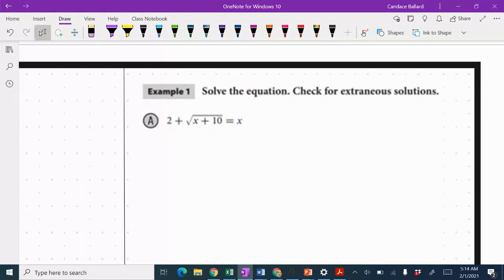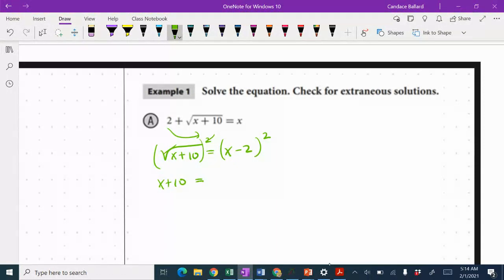So I am looking at this first one, and I am going to start by moving my 2 to the other side by subtracting it. So I've got the square root of x plus 10 equals x minus 2. I cannot square both sides until I have just the radical on the one side. So now I'm going to square both sides, and when I square the right side, I have to put it around the binomial. So on the left side, I know my square and my square root cancel. I just get x plus 10.